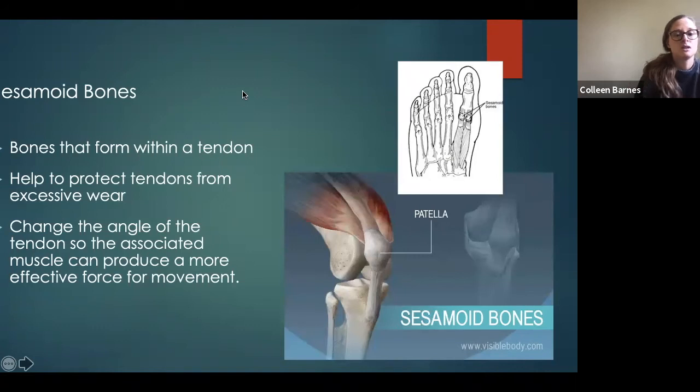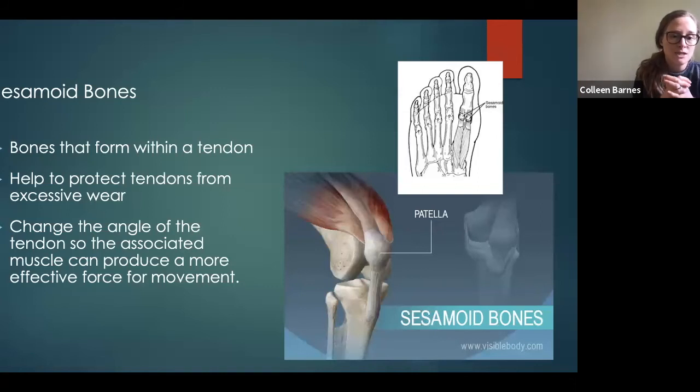Sesamoid bones, we went over this a little bit with the patellar tendon, with the patella inside of it. These are bones that form within a tendon. And there's one other sesamoid bone in the body, and it's in the big toe, and it's under that first metatarsal. So those are the two sesamoid bones in your body.